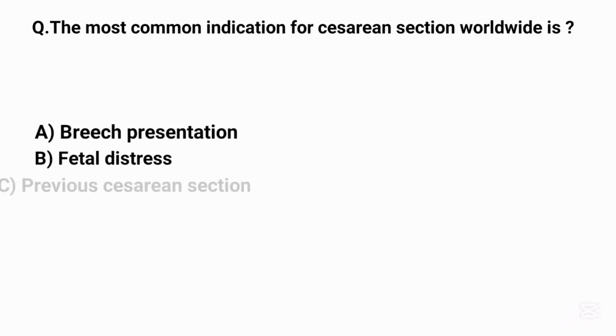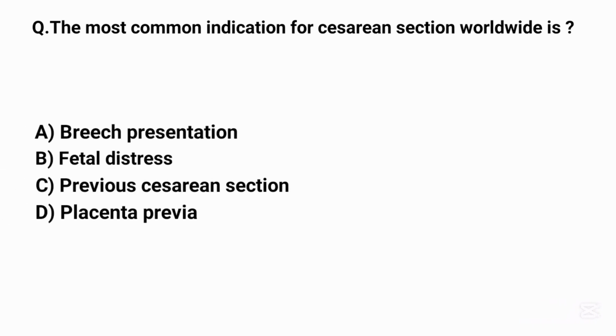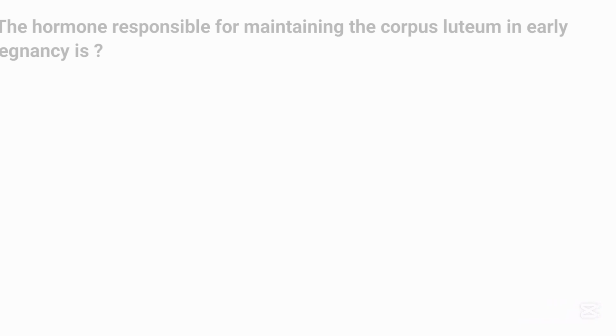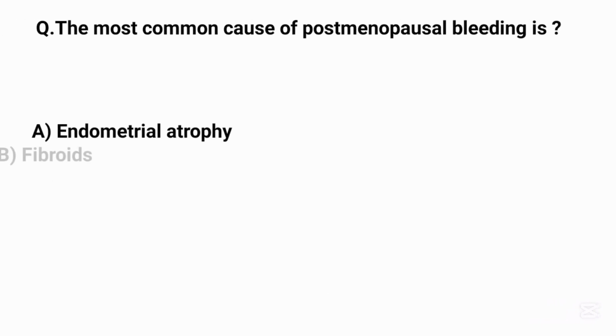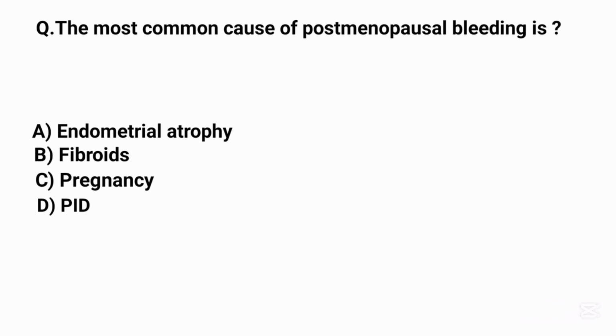The most common indication for cesarean section worldwide is. Correct answer is option C, previous cesarean section. The hormone responsible for maintaining the corpus luteum in early pregnancy is. Correct answer is option B, HCG. The most common cause of postmenopausal bleeding is. Correct answer is option A, endometrial atrophy.